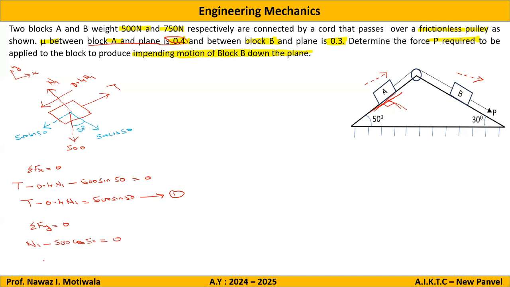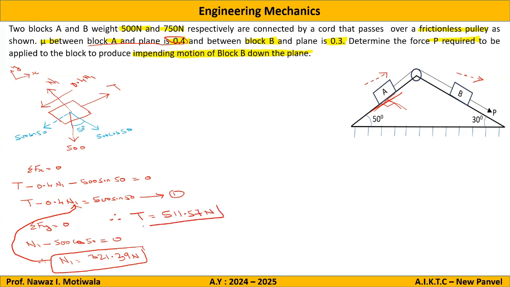On solving this equation, I will get, therefore, the value of N1 is equal to 500 cos 50, which will come out to be 321.39 newtons. Now, substituting this value in equation 1, I will get, therefore, the value of T is equal to 511.57 newtons. Just we need to substitute in equation 1 the value of N1 and we'll get the value of T. So this completes the entire calculation part of the free body A.